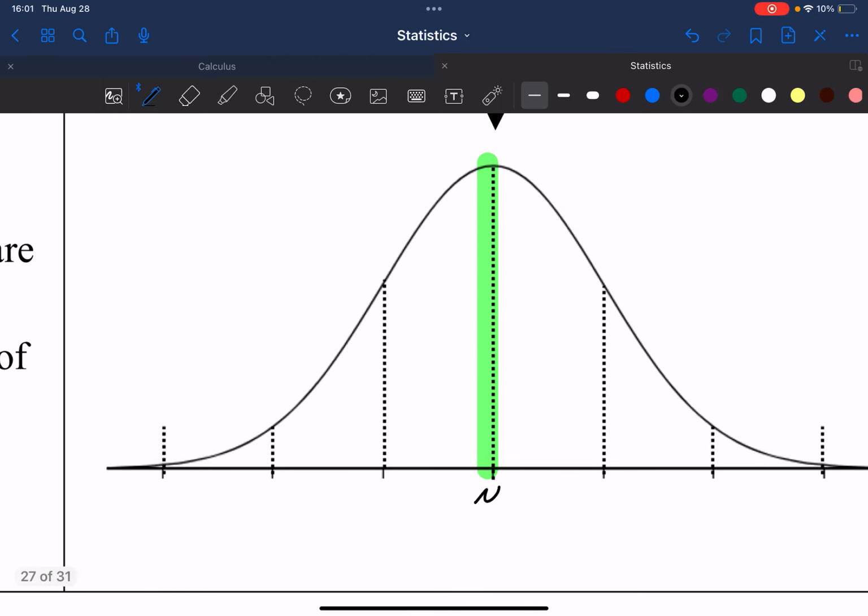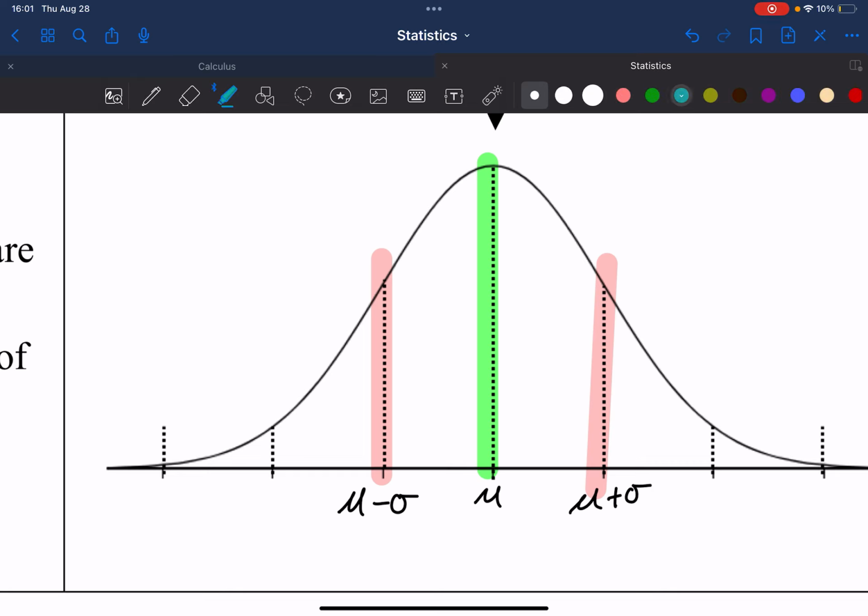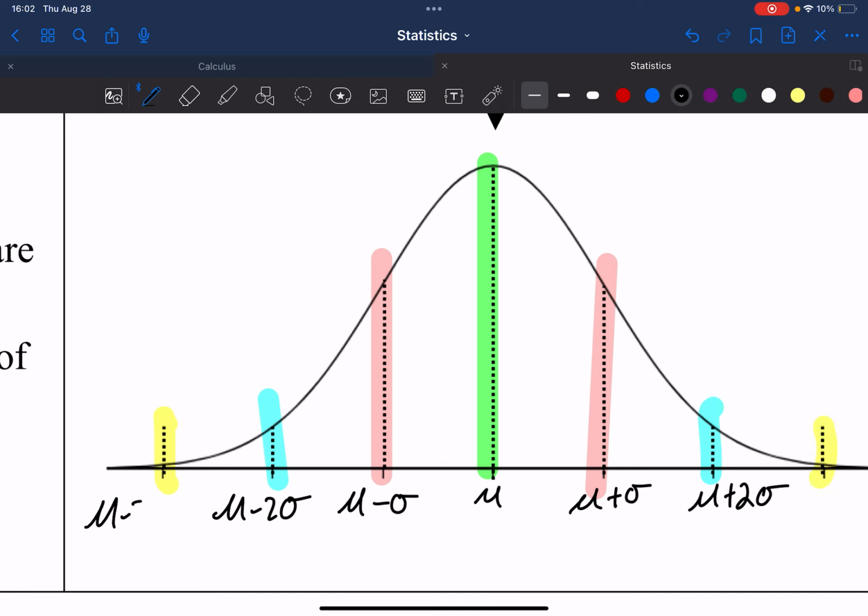we would see that the center here would be mu. The first deviation would be mu minus sigma and mu plus sigma. The second standard deviation would be mu minus 2 sigma and mu plus 2 sigma. And then the third standard deviation would be mu minus 3 sigma and mu plus 3 sigma.